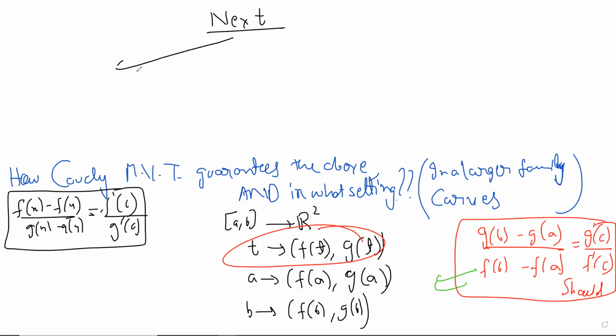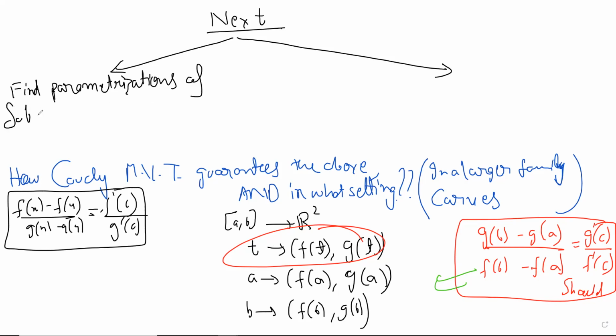Yeah. So next you see there are two kinds of things. There are two ways in which one can move forward. Okay. See, one way is, now that we understand that if you have a subset of R2 and if you can parameterize it, then you are very well off. So then the next natural thing to try to do is find parameterizations of subsets of R2.